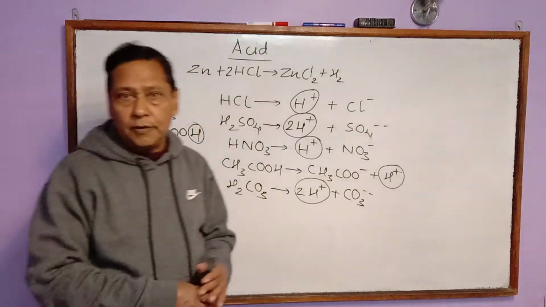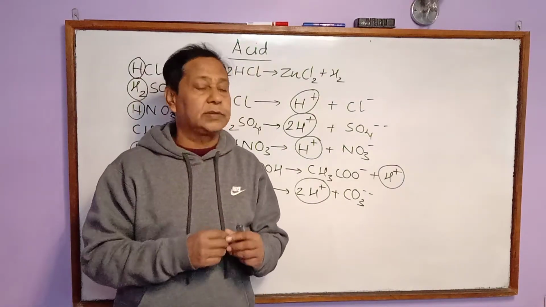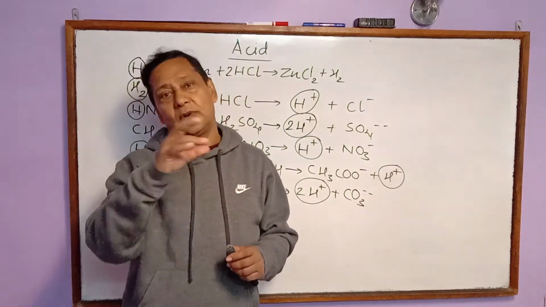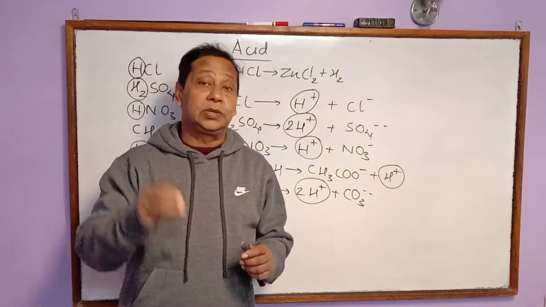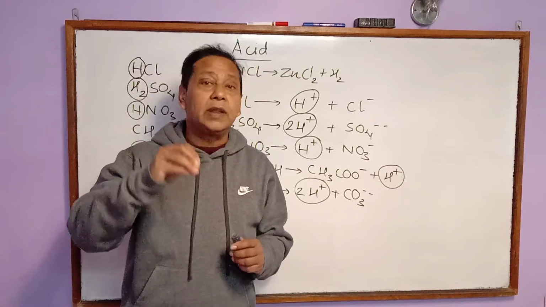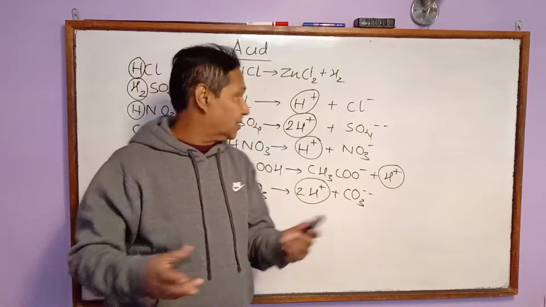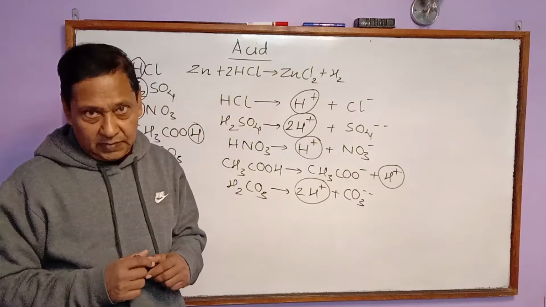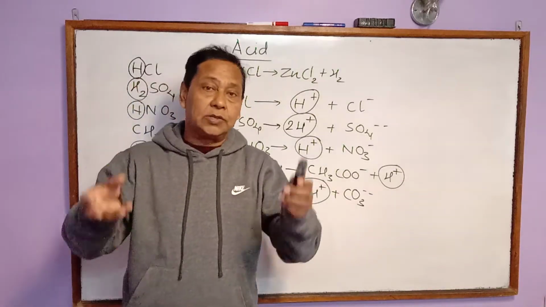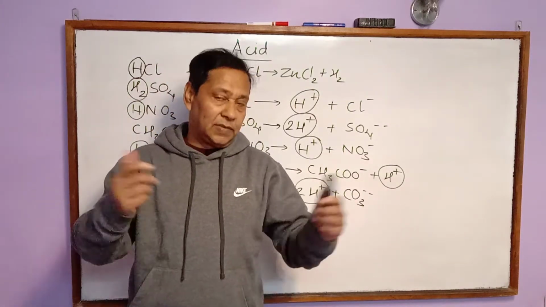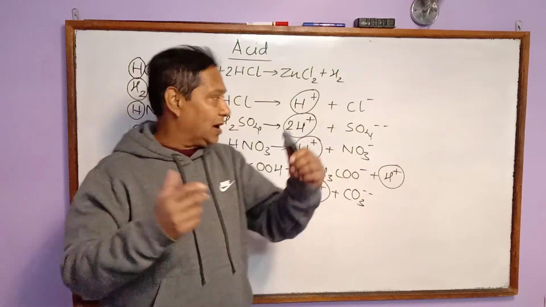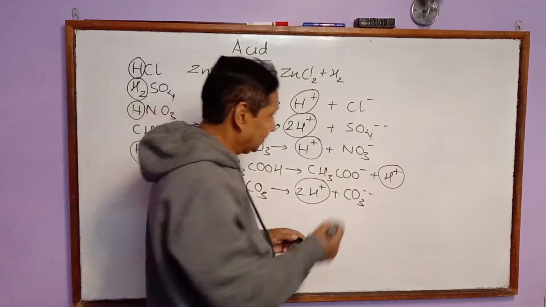Acid is of two types. One is called organic acid, another is called inorganic acid. Organic acid means the acids which are obtained from the body of living organisms are called organic acids. But the acid which is obtained from the minerals of the earth's crust is called inorganic acid. Now I want to take some examples. Look at this.